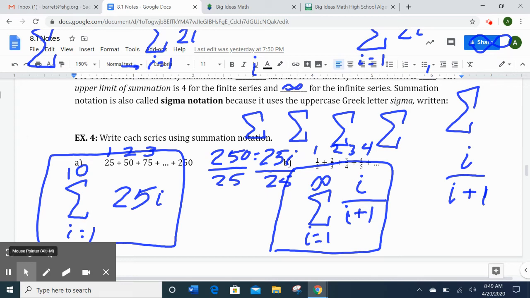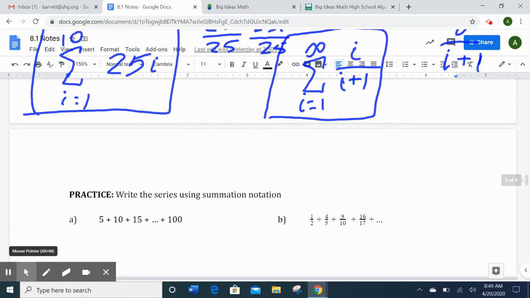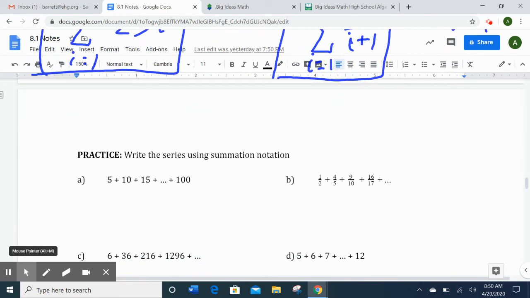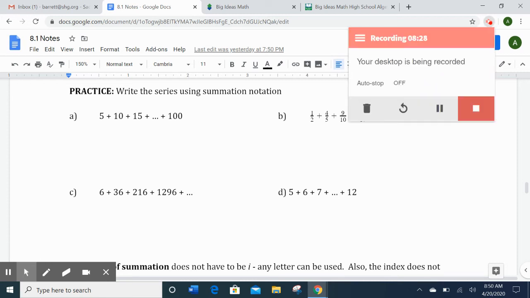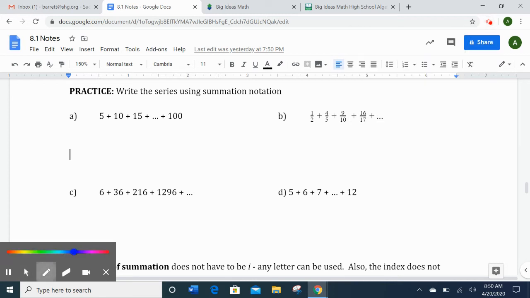We're not doing that. We will find summations of finite series, but not infinite, because that gets to limits, and that's not what we're doing in this class. Okay, so again, practice writing the summation notation, and then we'll go over the answers together.